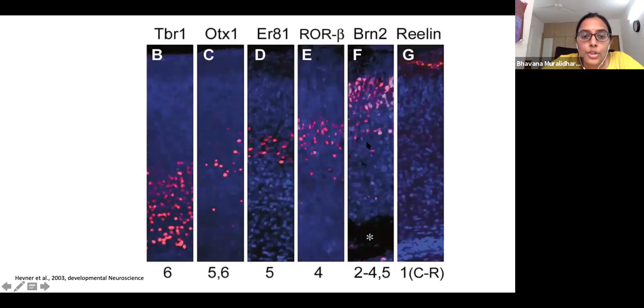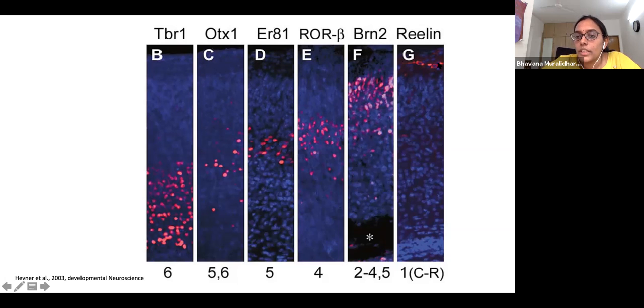So, here shown is another image as development progresses, showing the different layers marked with the markers plus BrdU. If you pulse BrdU at different ages, you end up marking several of these different layers: layer 6, 5, 4 and 2.